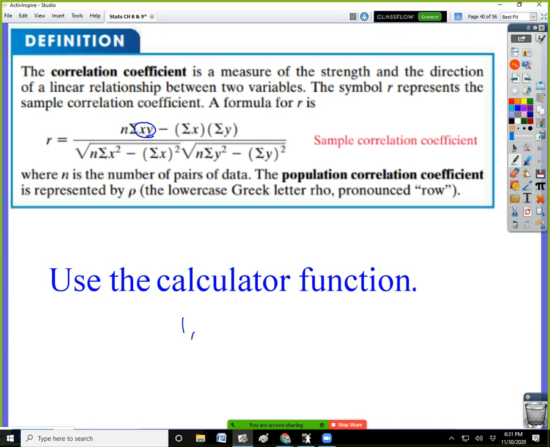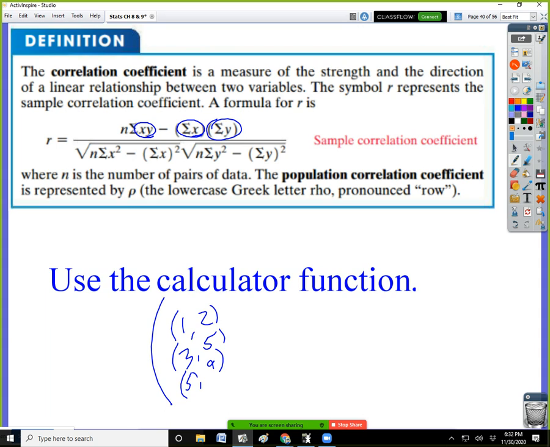So let's say you have 1, 2, 3, 5, 5, 9, right? You would do 1 times 2, which is 2, plus 15, plus 45, and you would multiply that by 3 because there's 3 sets here. Then you would subtract the sum of the x's, so 1 plus 3 plus 5, times the sum of the y's, which is 2 plus 5 plus 9. And then you're going to put all that over the square root of all of that.